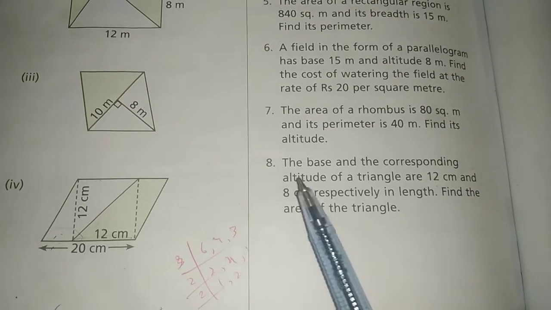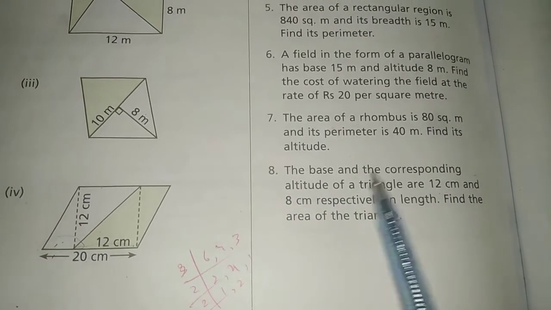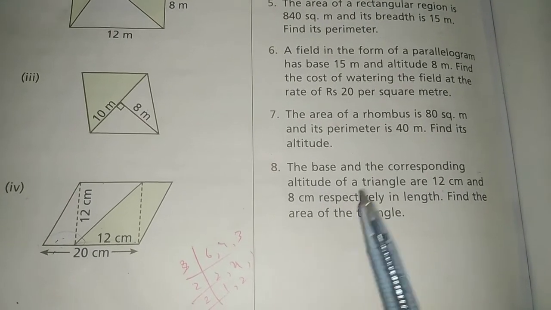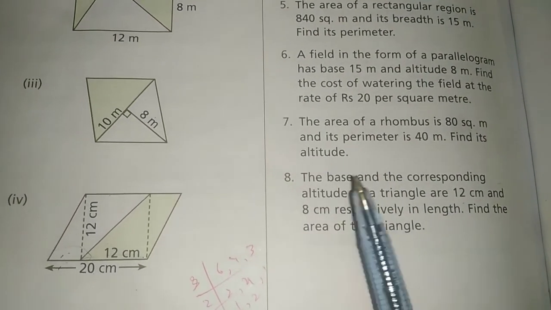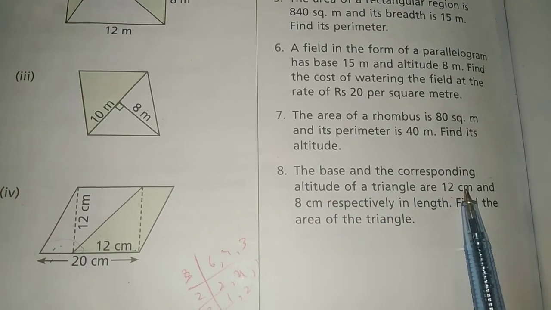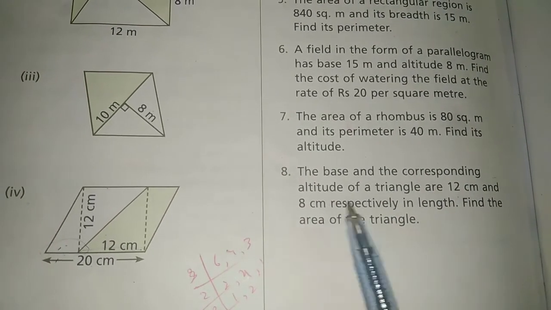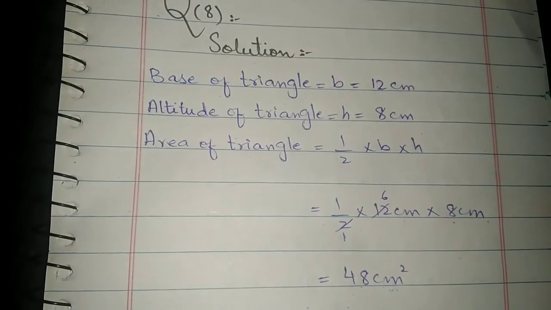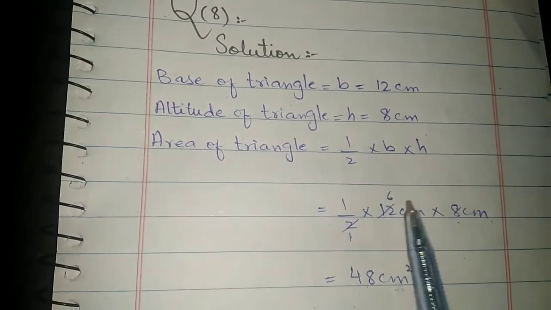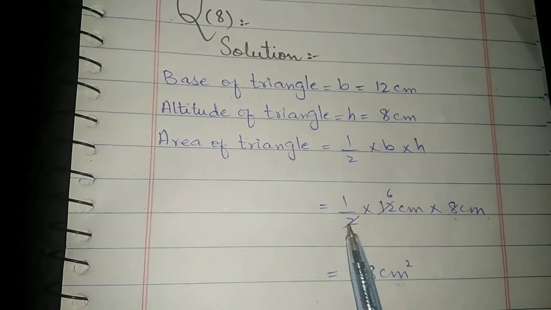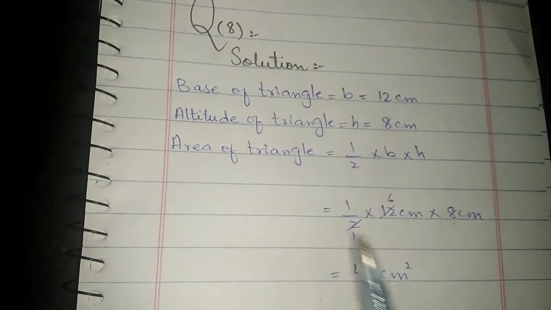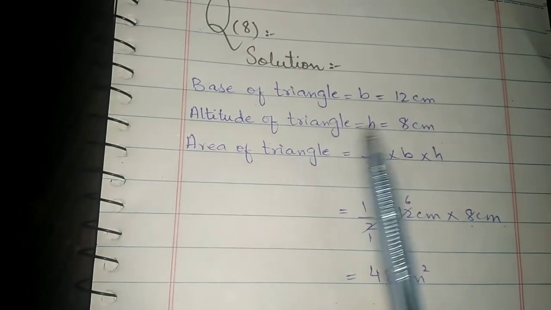Question number 8. The base and the corresponding altitude of a triangle are 12 cm and 8 cm respectively. It means the base of the triangle is 12 cm and altitude of triangle is 8 cm. We have to find the area of the triangle. As we know that the area of a triangle is equals to 1/2 base into height. So base is equal to 12 cm and multiply by 8 cm. 2 1s are 2, 2 6s are 12, 6 into 8, 48 cm square is the area of the triangle whose base is 12 cm and altitude is 8 cm.